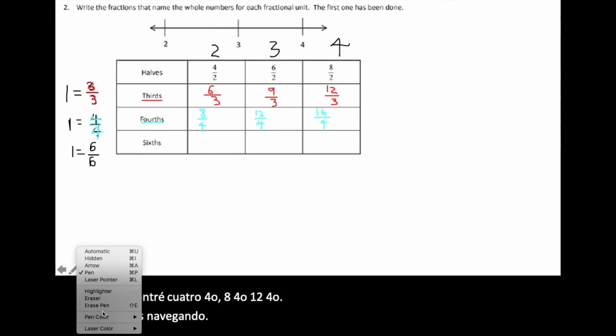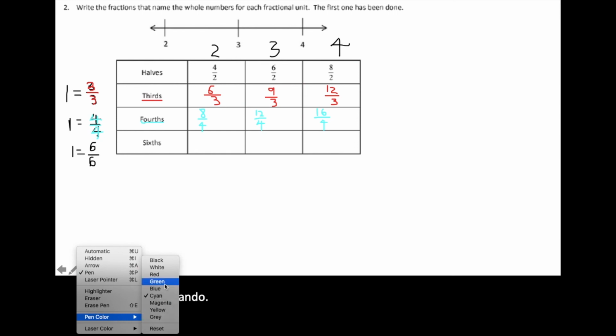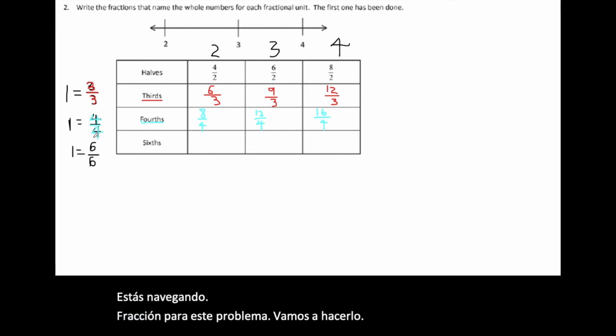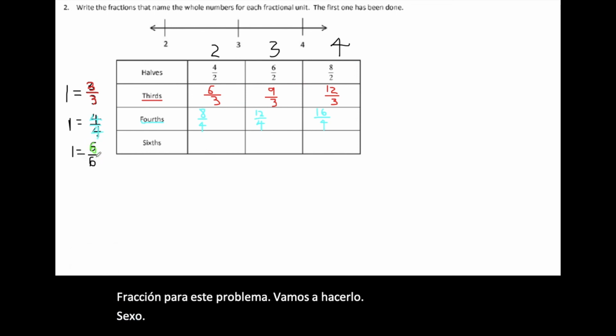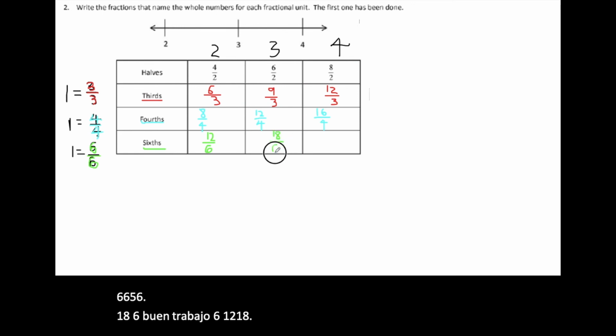Okay, last fraction for this problem. We're going to do sixths. So 6 sixths equals 1 whole. Yep, 6 sixths, 12 sixths. 18 sixths. Good job. And then 6 sixths, 12 sixths, 18 sixths, 24 sixths. Nice work. Pat yourself on the back.